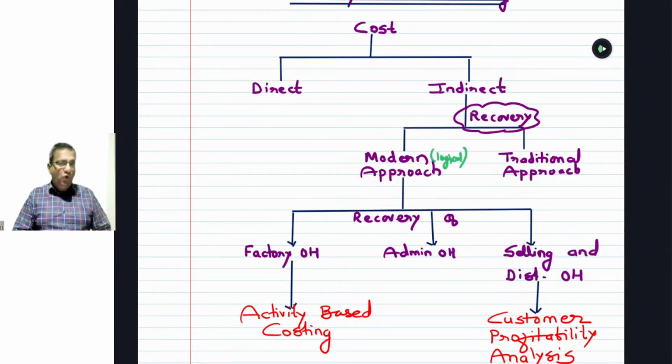Therefore, admin overhead is by default recovered on the basis of units of production. Admin overhead is by default recovered using the units of production.